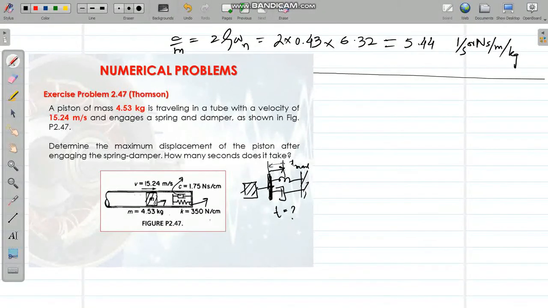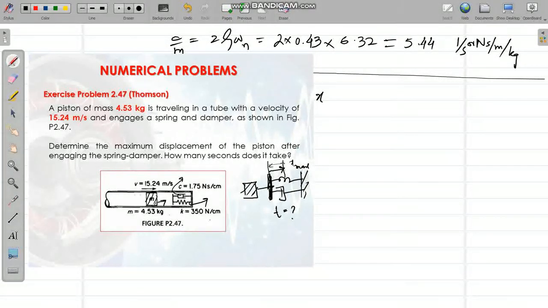Now for this, first of all we have to derive the response of the system. Why? Because without the response of the system it's very difficult to find the maximum displacement. If you derive the displacement equation, only then will you be able to solve the system. So to solve the system, we first use the basic relation of underdamped.